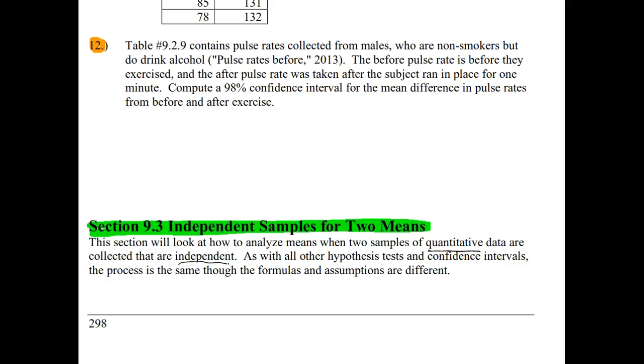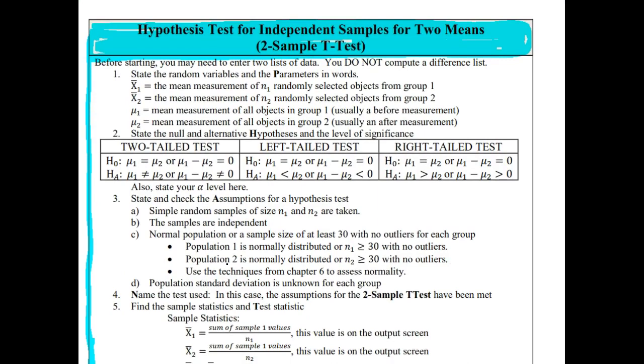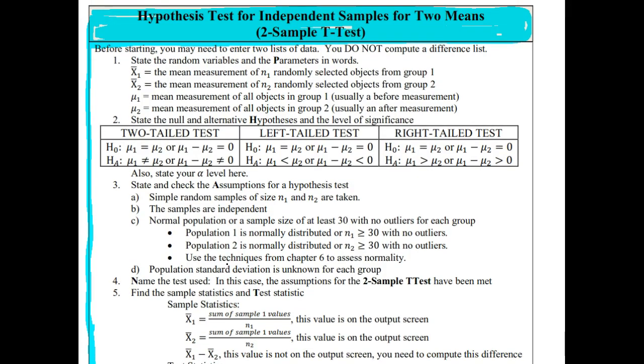We're still going to be using PHANTOMS for hypothesis testing, PANIC for confidence intervals, and all the formulas and assumptions are on your cheat sheet. These next two pages are just your reference pages for the hypothesis test and the confidence interval steps and what they look like specifically for this particular test.